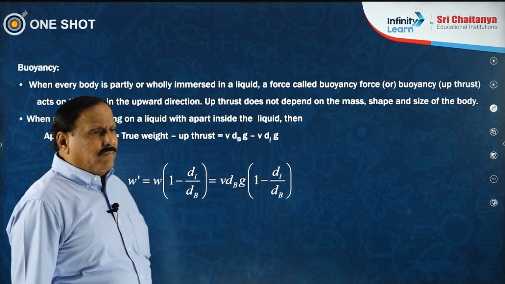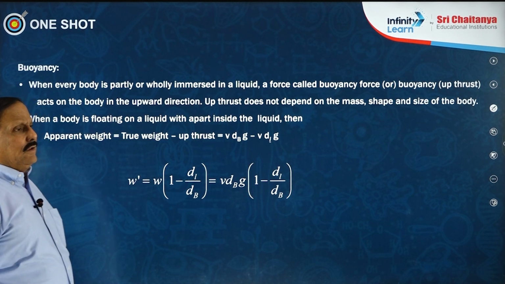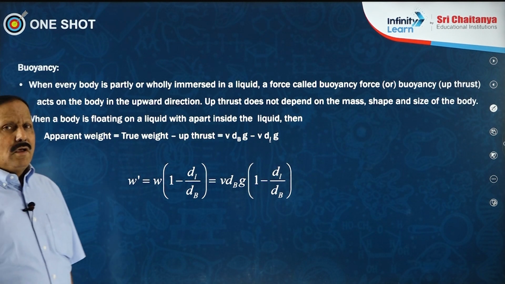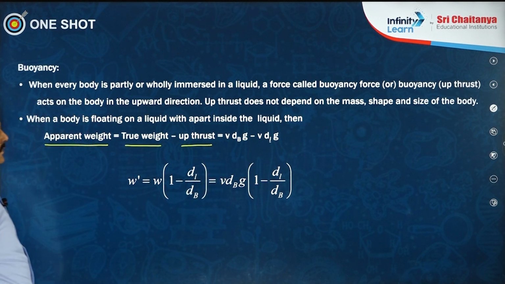Buoyancy means whenever a solid is partly or completely immersed in a liquid, that liquid applies an upward force on the solid. That is called upthrust or buoyant force or simply buoyancy. So whenever a body is partly or completely immersed in the liquid, we can give this formula: apparent weight is equal to true weight minus upthrust.